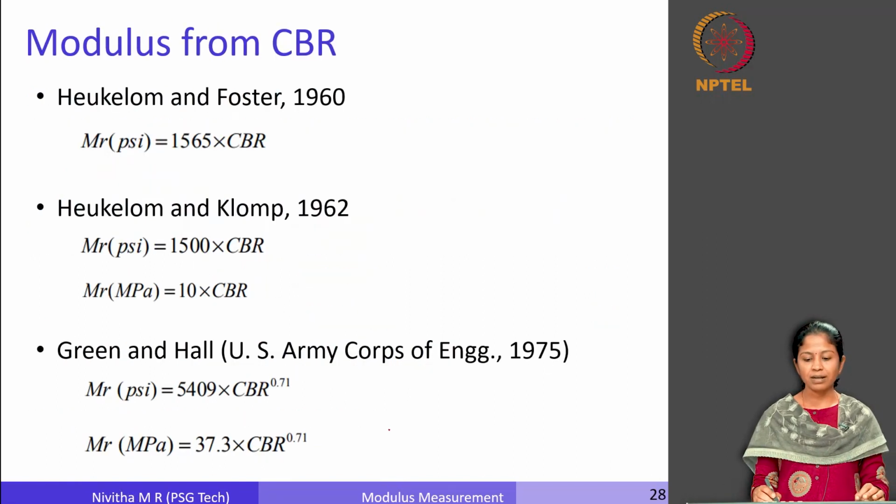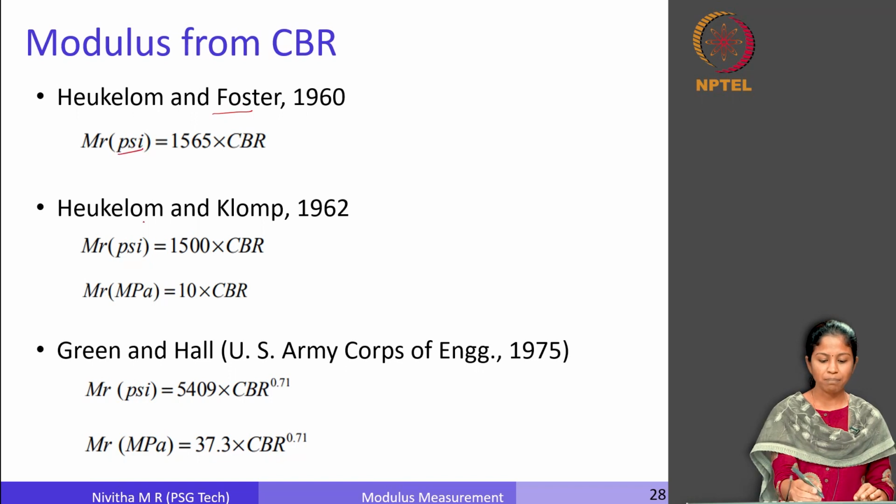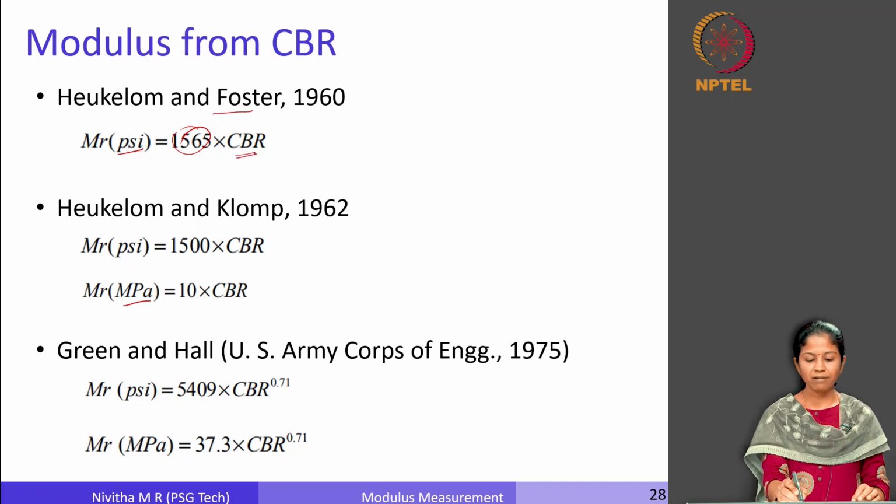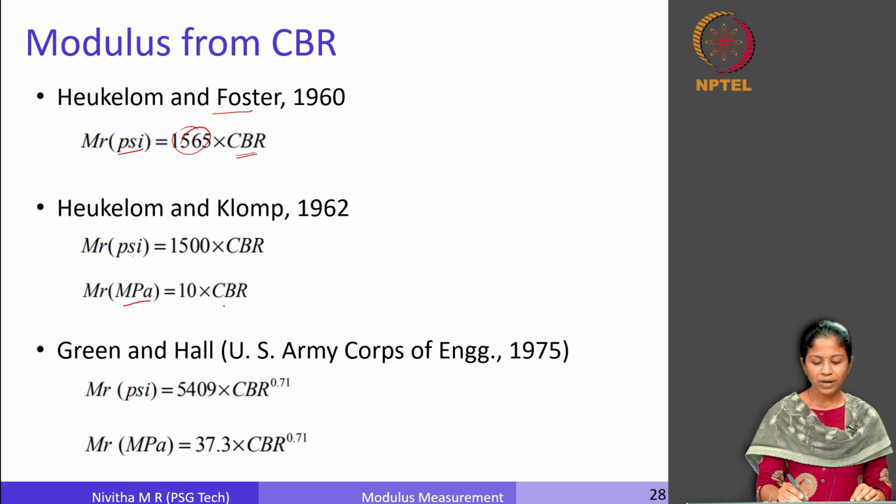In 1960, the first relation of this kind was proposed by Heukelom and Foster. Their equation, and you should mind the units, is in PSI, and in some cases it is also given in megapascal. The only thing is that this constant will vary depending upon the unit that we take into consideration. So, the first equation provided the resilient modulus in terms of CBR value. Then in 1960, Heukelom and Klomp provided another set of equations for resilient modulus, given in terms of PSI and megapascal. You can look at the constant values, they have only defined the constants.